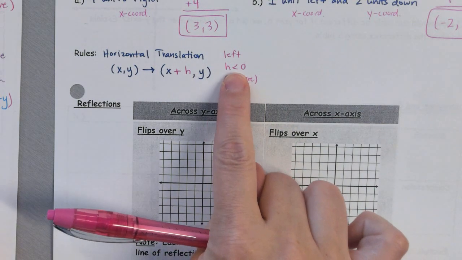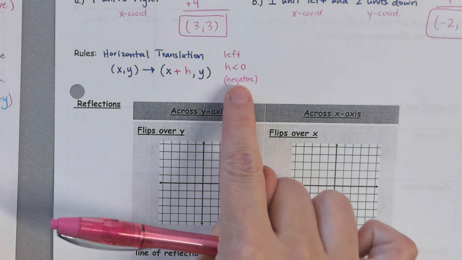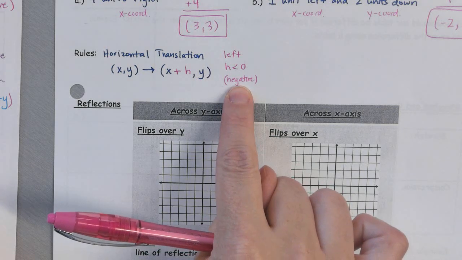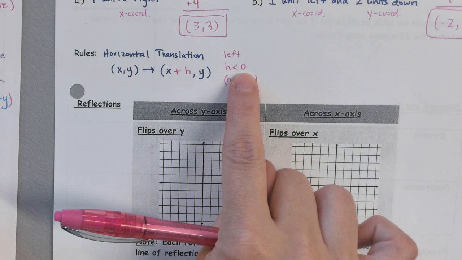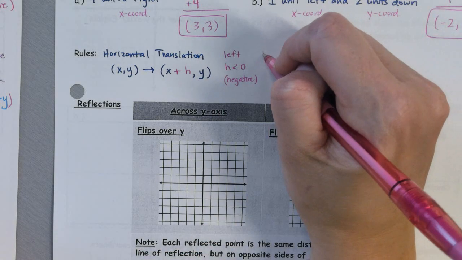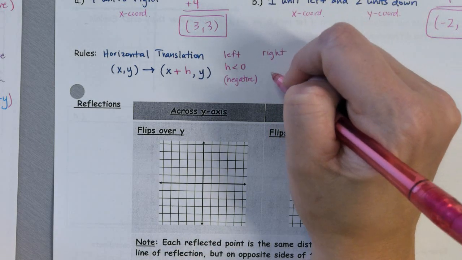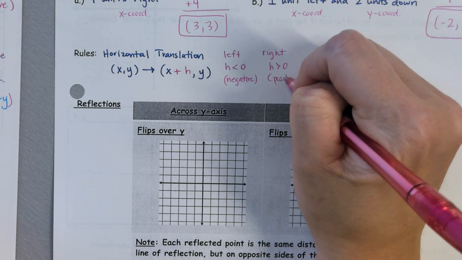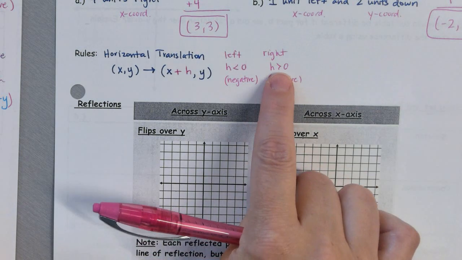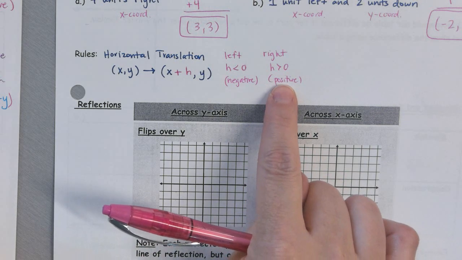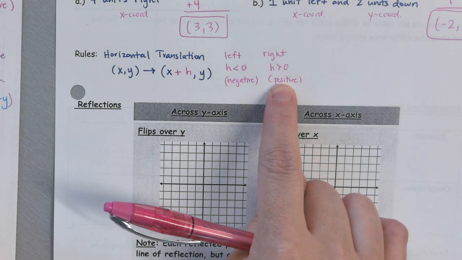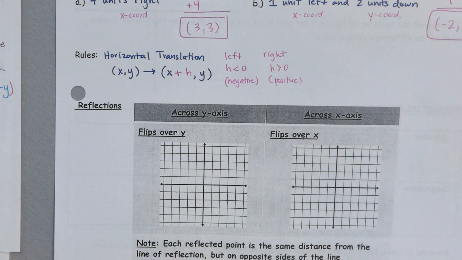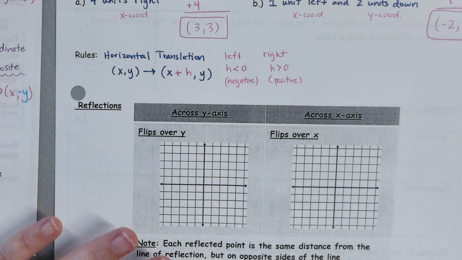Okay, so this is something that you would see in the text, and then this would be something that you want to apply, right? Like, oh yeah, if it's less than 0, it's a negative number. And then if you're going to the right, your h value would be greater than 0. So again, you would see in the text, h is greater than 0, and then what you want to be thinking to yourself is, oh, that's a positive number. So when h is positive, I'm going right. When h is negative, I'm going left.